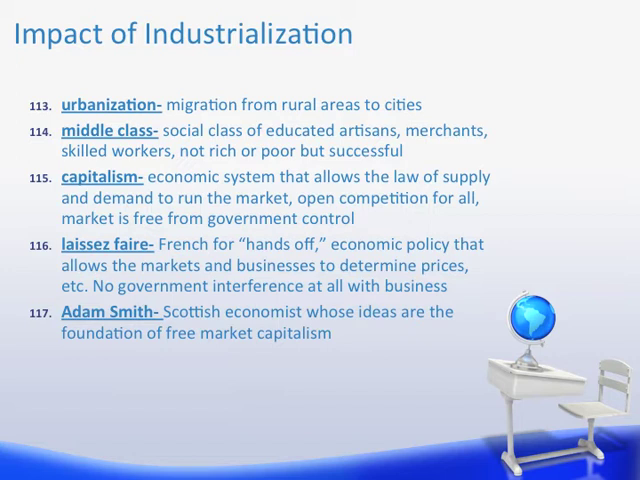Capitalism. This is the economic system that allows the law of supply and demand to run the market. And it's open competition for all. The market is free from government control. The U.S. is a capitalist nation because anybody can start a business if they want to.